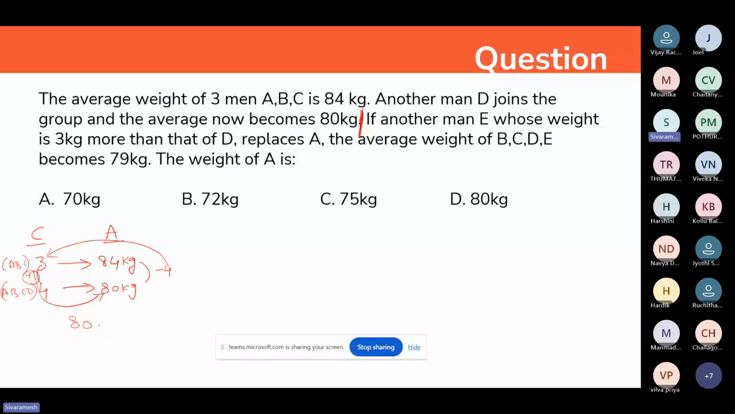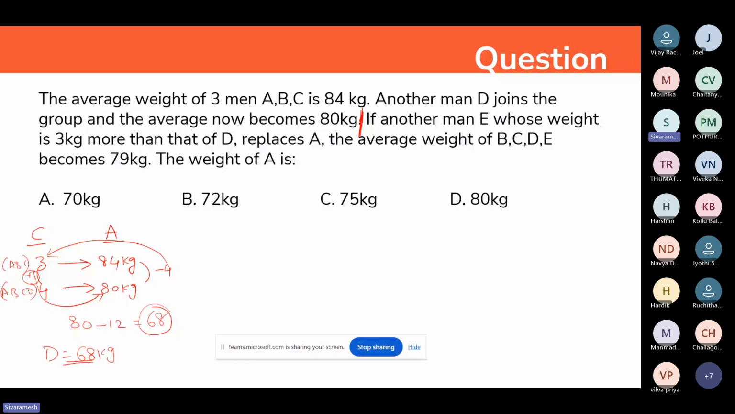Make sure that you are writing the positive and negative signs clearly. If it is increase, plus; if it is decrease, minus. If you take any other value, you will get the wrong answer. So 80 minus 12 is 68. Now what does the 68 mean? I can say that D, the person who was added, has weight 68 kgs.